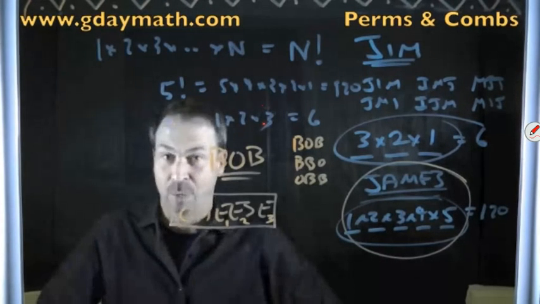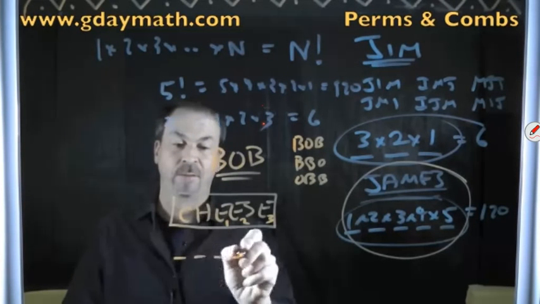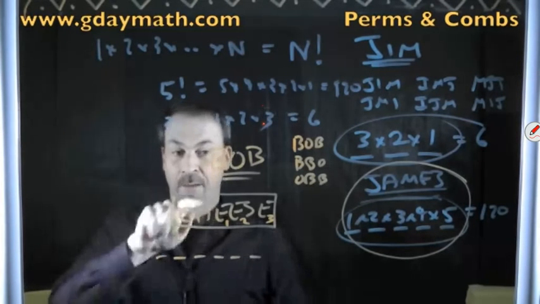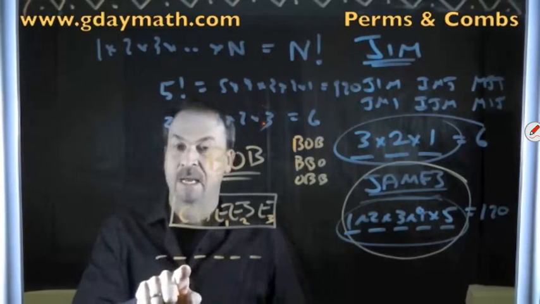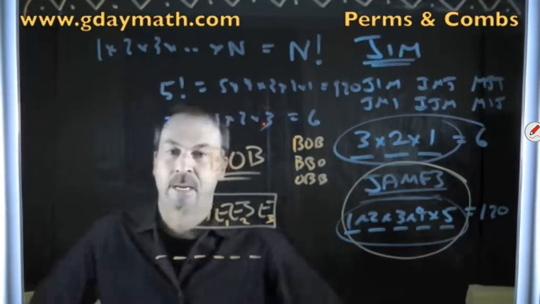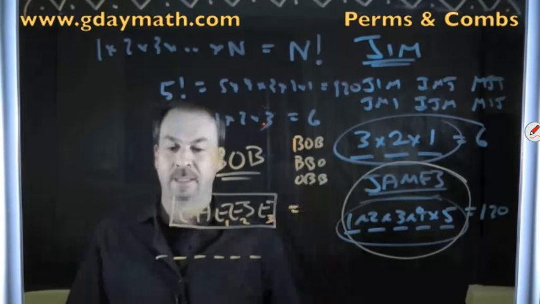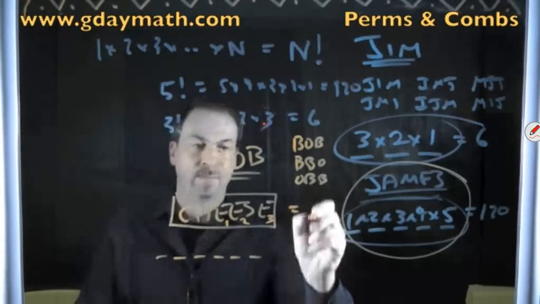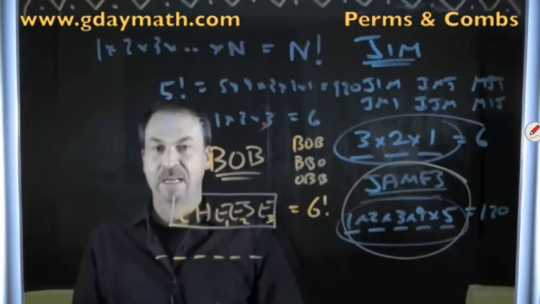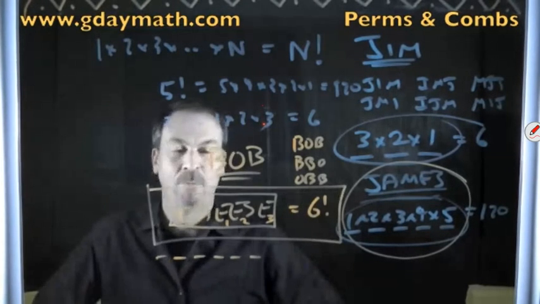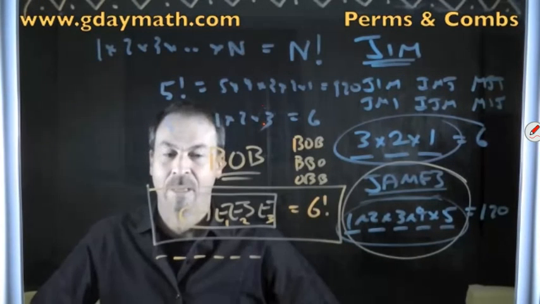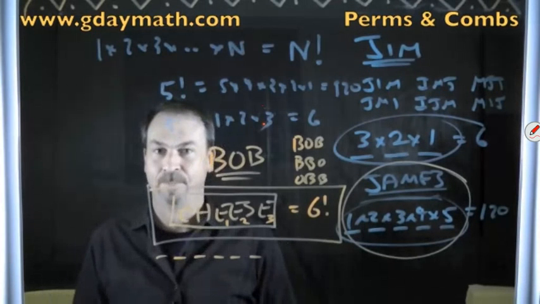This is a 6-task problem. 6 slots: 1, 2, 3, 4, 5, 6. So first task for the first slot, 6 ways. Second task for the second slot, 5 ways. I know the answer would be 6 times 5 times 4 times 3 times 2 times 1, 6 factorial. So if the letters were different, the ways to rearrange the letters of CHEESE would be 6 factorial. But the E's aren't different.